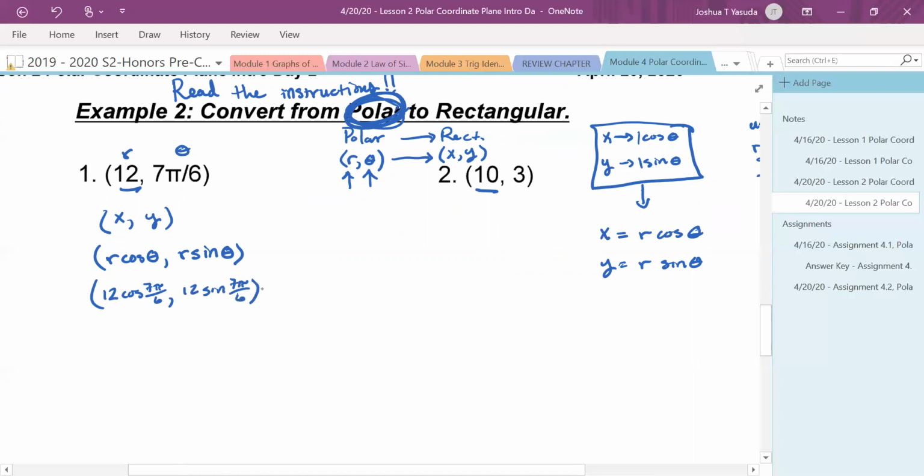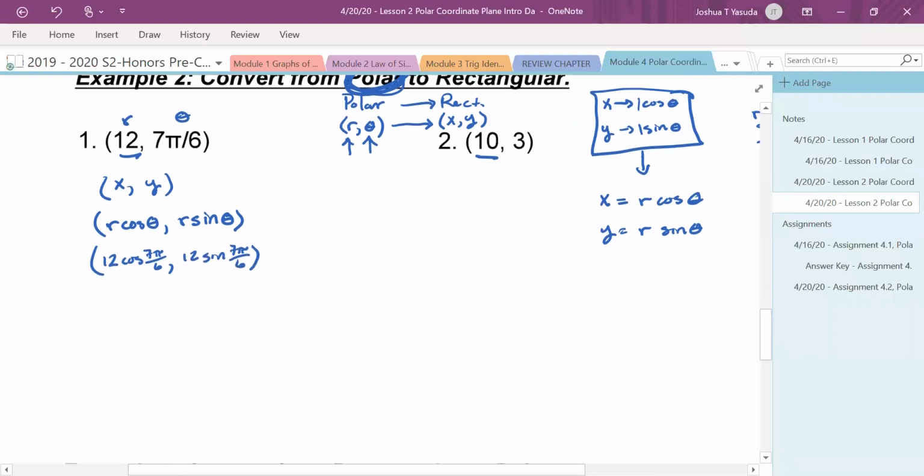I would encourage you not to use a calculator for this one, just because you should know cosine of 7 pi over 6 and sine of 7 pi over 6. So 12 times negative root 3 over 2, and then 12 times negative 1/2.